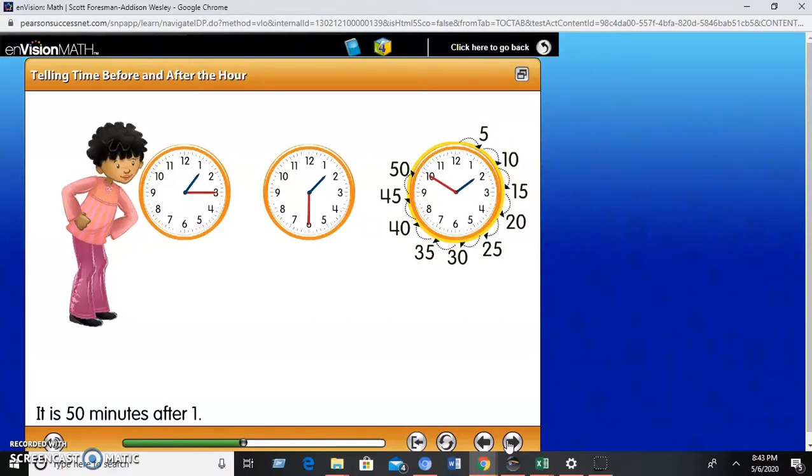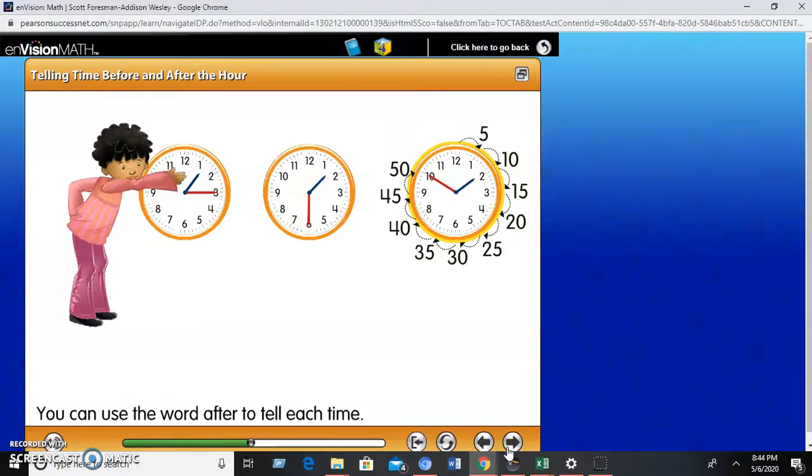50 minutes after 1. Now, we are going to go into after and before the hour. Remind me, how many minutes are in the whole entire clock? If I was the minute hand, how many minutes would I go until I get all the way back to where I started? It'd be 60 minutes. So how many more minutes would I be before the next hour? So you can count on 5, 10. It's 10 minutes before 2, the next hour.